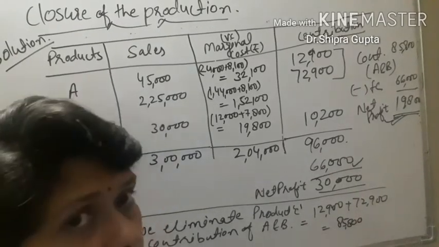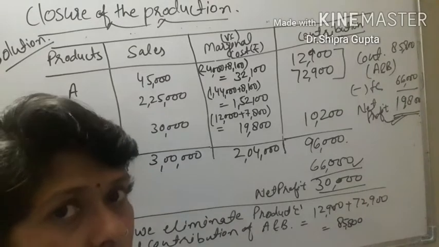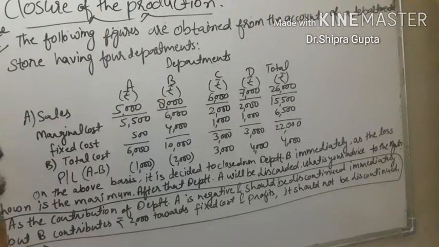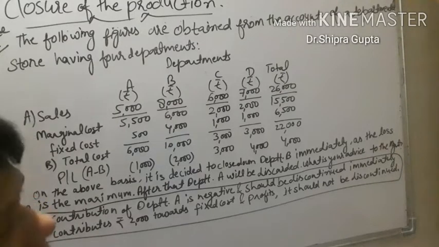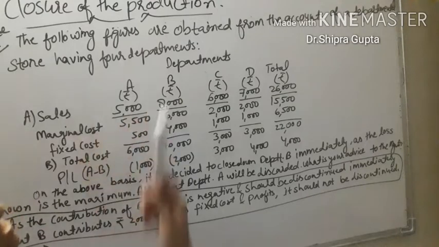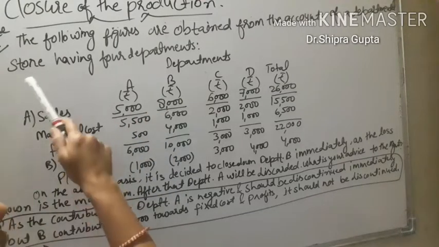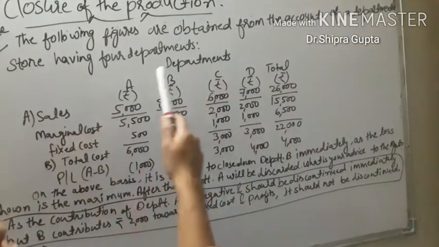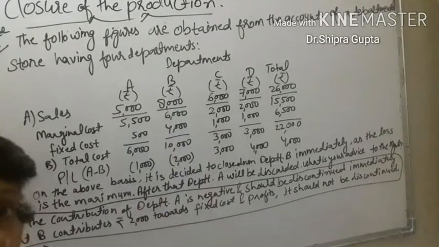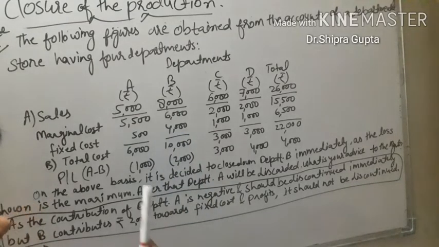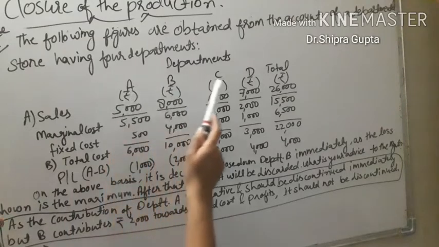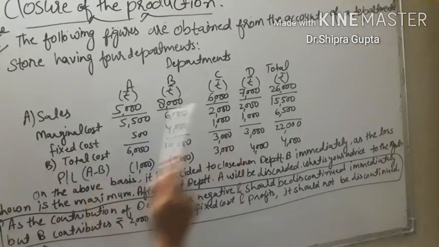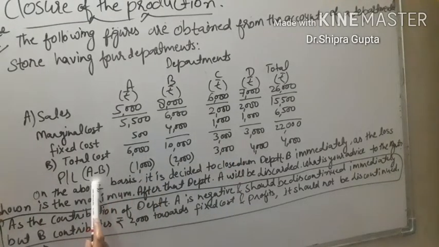So this is the solution, and I am giving you a question for your practice. If you have faced any problem, you can ask me. This is a practice question to understand proper closure of production. The question is: the following figures are obtained from the accounts of a department store having 4 departments. In the earlier question 3 departments were there. The departments are A, B, C, D, and the total. Sales are given, marginal cost means variable cost is given separately, then fixed cost, total cost, and then profit and loss will come.